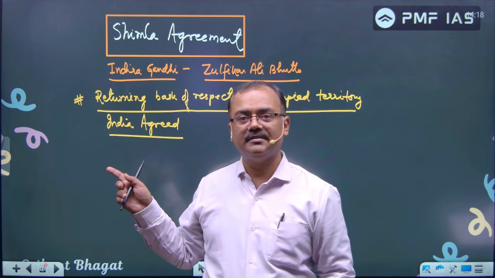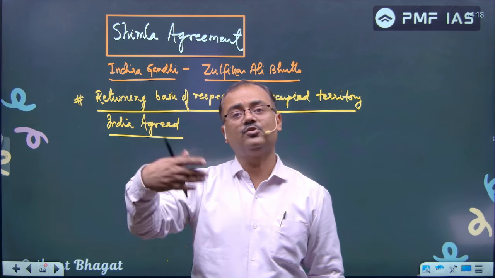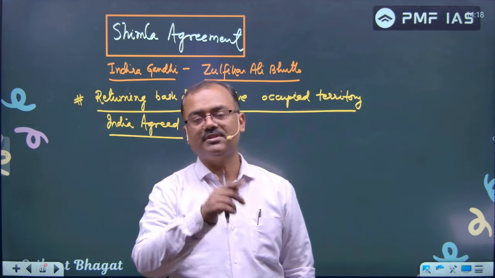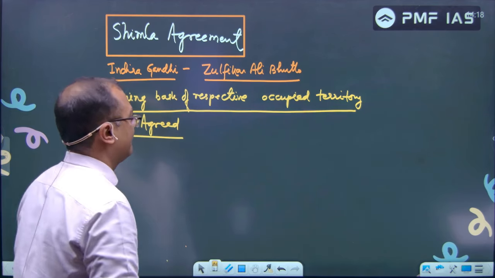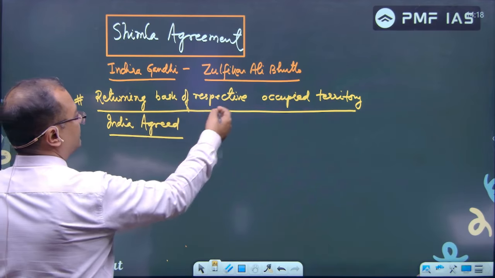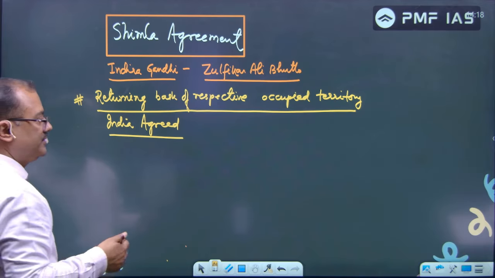Simla Agreement: India from their side unilaterally decided to renounce. That was a mistake. Strategically, it was a mistake. So India agreed that they will return the respective territory which India had occupied in the war.